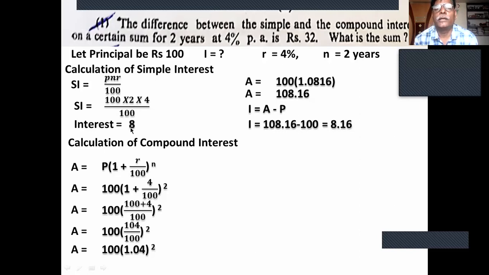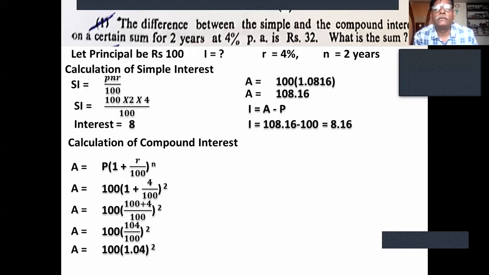8 rupees is the simple interest. 8.16 is the compound interest. Then what is the difference? 0.16 is the difference between simple interest and compound interest, and 0.16 is the difference when you consider 100 as principal. If you consider 100 as principal, your difference is 0.16.